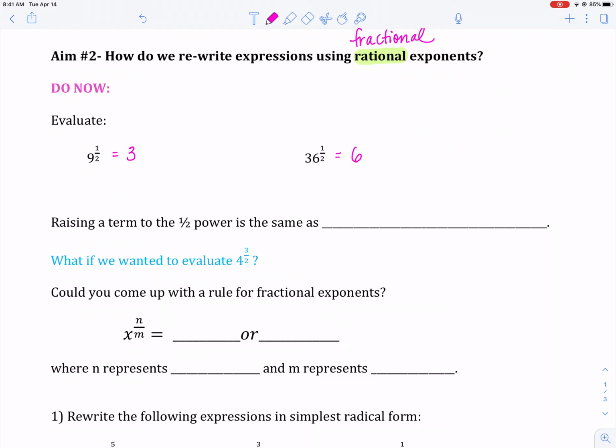So think about raising a term to the 1/2 power. What is it the same as? What operation can you do to 9 to get 3? What operation can you do to 36 to get 6? Hopefully you said it's the square root of 9 and the square root of 36. So literally, raising a term to the 1/2 power is the same as taking the square root.